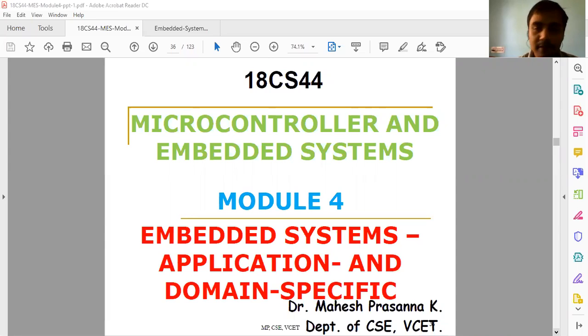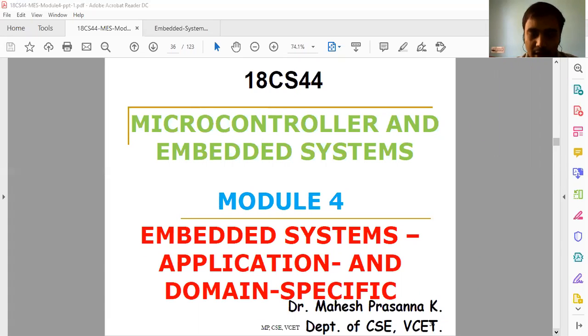As I was explaining in the first class, at the beginning of this module, I explained what is the meaning of domain specific and application specific, right? So domain specific is, for example, home appliances. What are all the embedded systems we use in home appliances are the applications with respect to the domain specific of home appliances. So in our syllabus, he has taken two examples, two applications with respect to domain specific. One is washing machine with respect to home appliances.